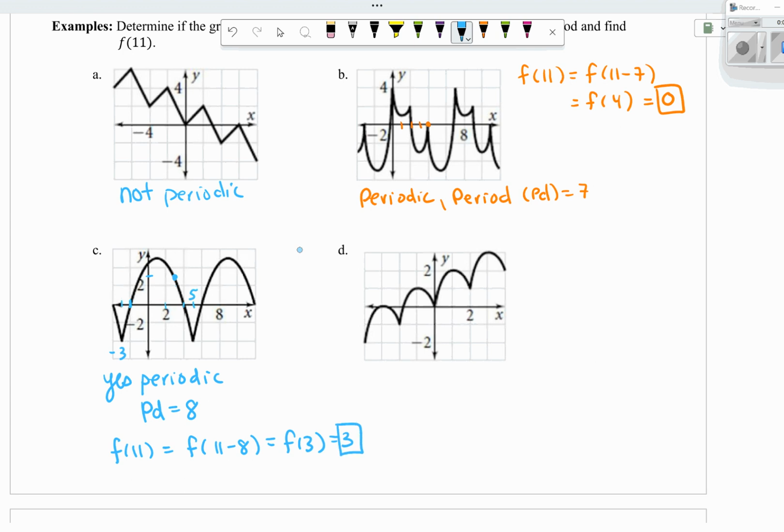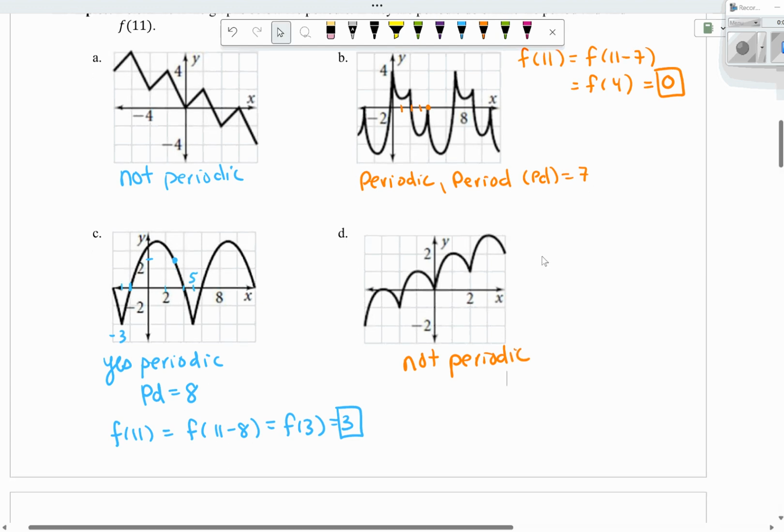And then for D, this doesn't have a horizontal distance that it's repeating because it just keeps getting higher and higher for the y value. So this one is not periodic. So that's it for our periodic functions.